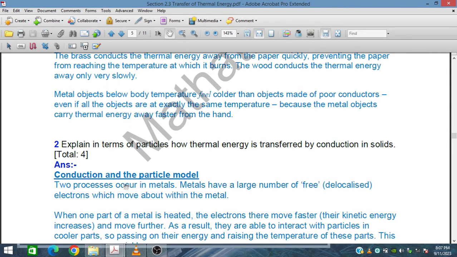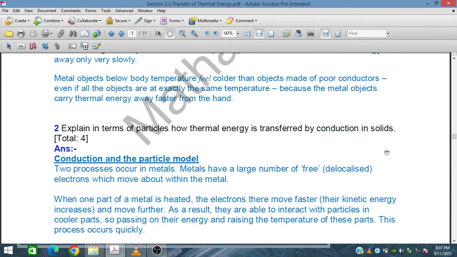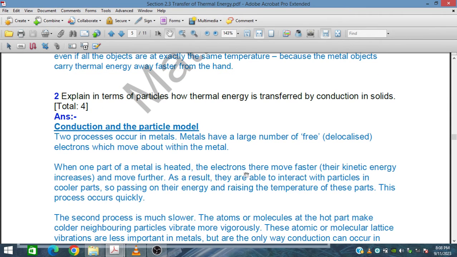Question number 2. Explain in terms of particles how thermal energy is transferred by conduction in solids. In the conduction and particle model, two processes occur in a metal. Metals have a large number of free electrons which move about within the metal. When one part of the metal is heated, the electrons move faster, their kinetic energy increases and they move further. As a result, they are able to interact with the particles in the cooler parts, passing on their energy and raising the temperature of these parts.